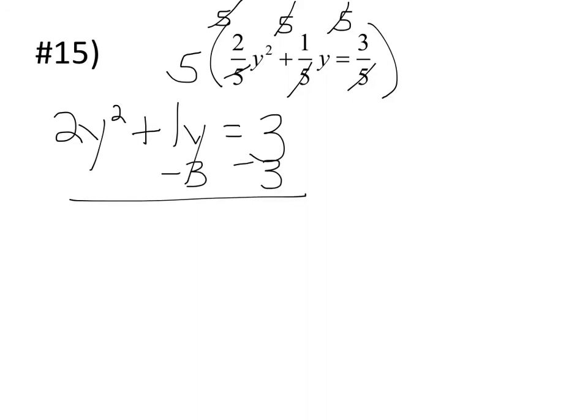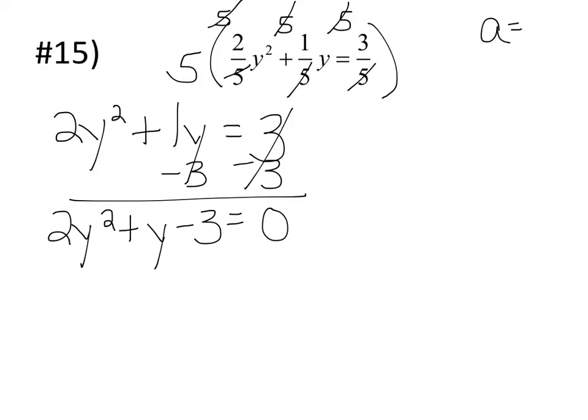So now let's go ahead and move the 3. Subtract 3 from both sides. You get 2y squared plus y minus 3 equals 0. Now I can go ahead and name A, B, and C. A is 2, B is 1, and C is negative 3.